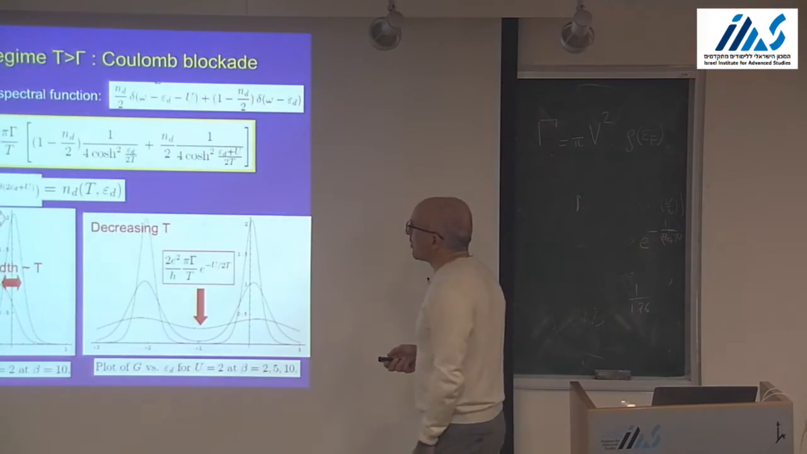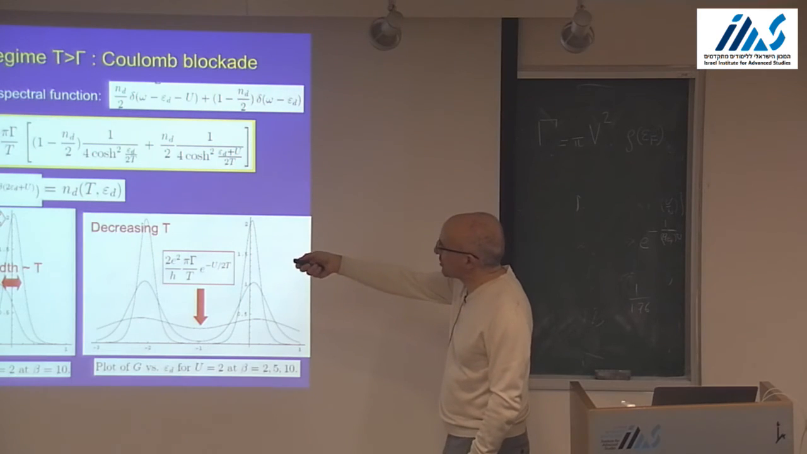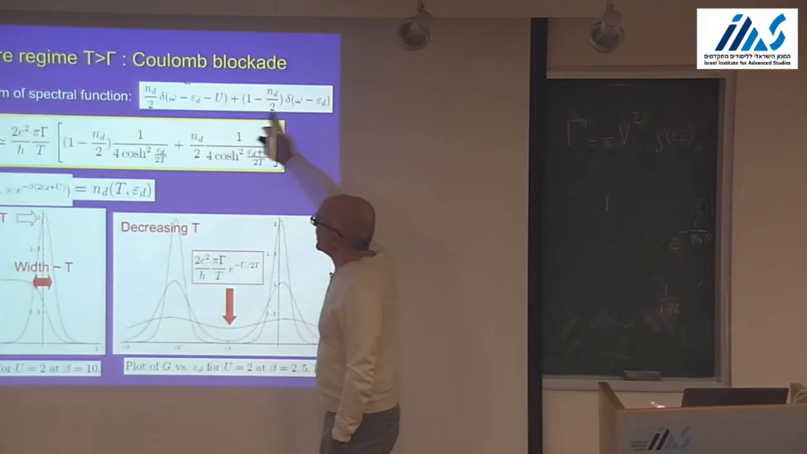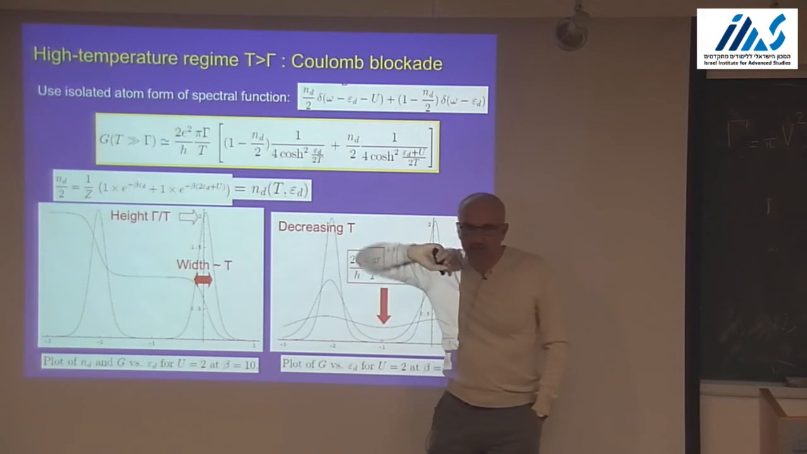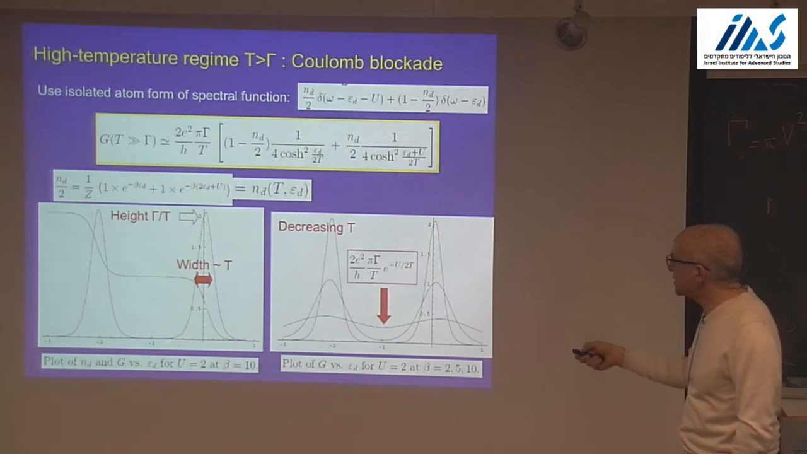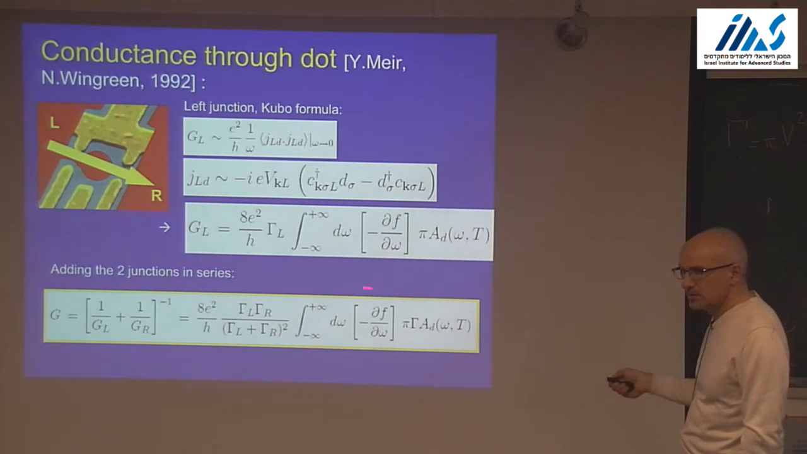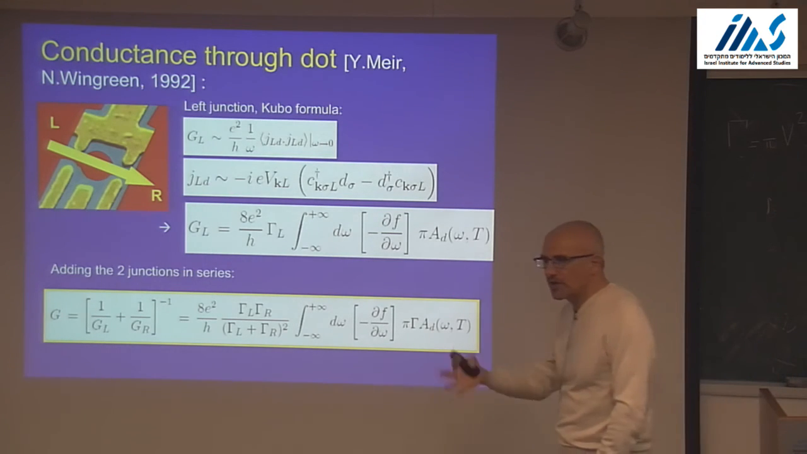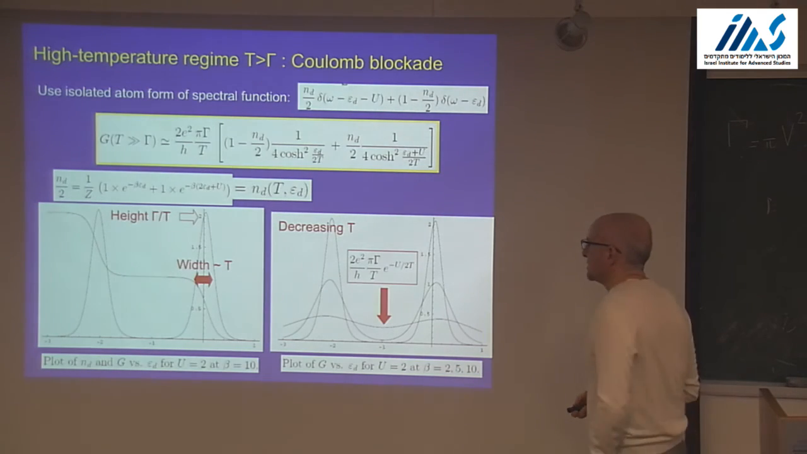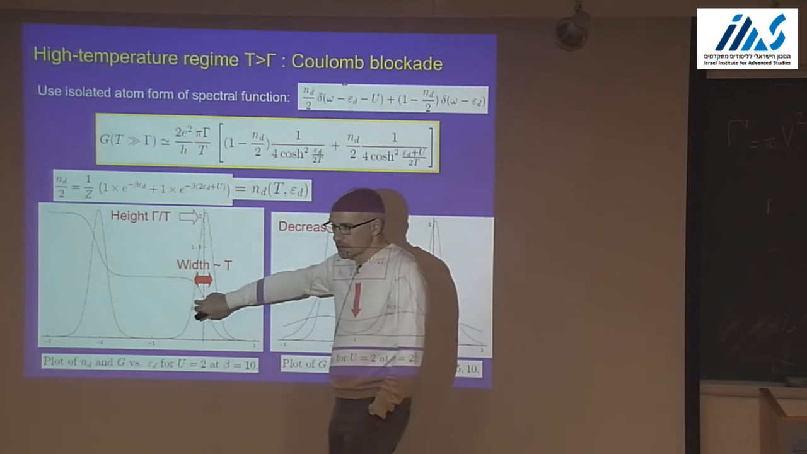So if I look at temperatures which are much higher than this scale, I can happily take my single atom spectral function, or at least you could think you could do that, and inject it into this formula to deduce the conductance through this dot. And what you're going to get is this.